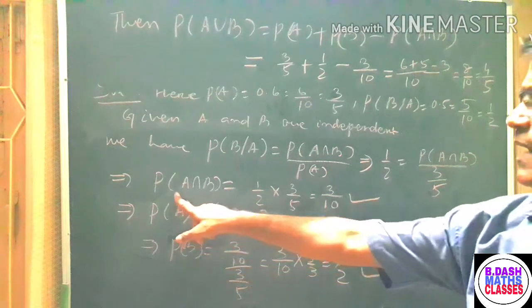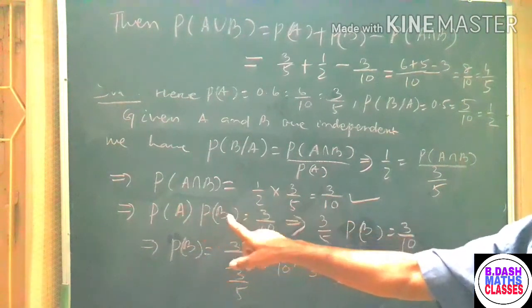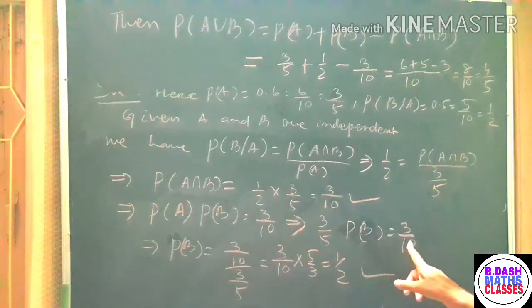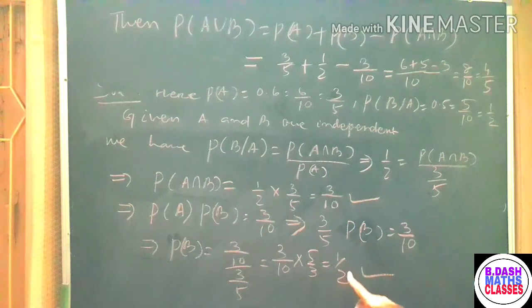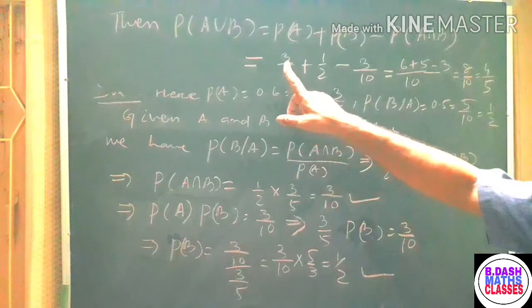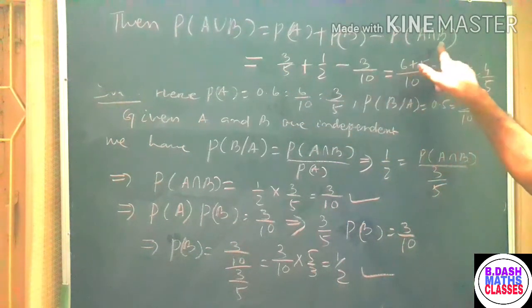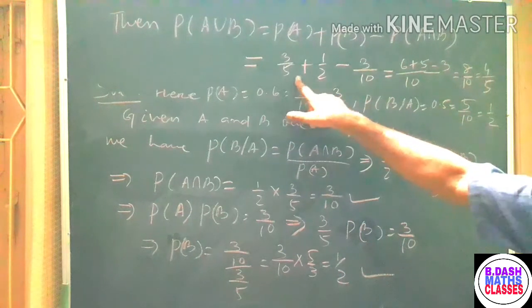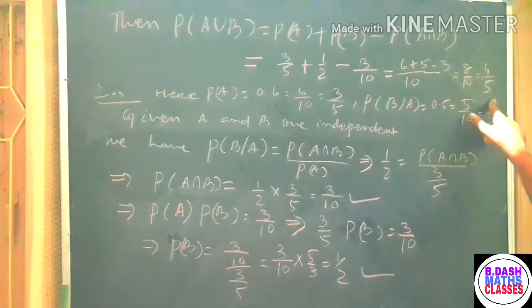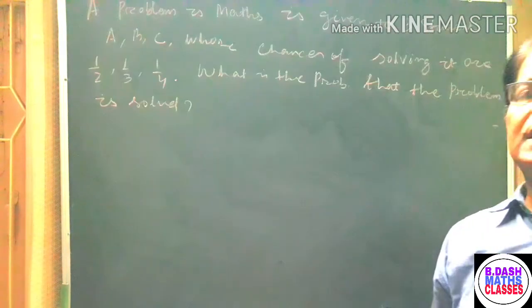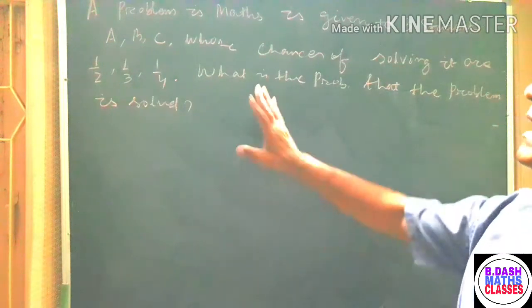Similarly, as the events A and B are independent, P of A into P of B is equal to this much. After putting the value, we are getting P of B is equal to 1 by 2. So then P of A union B is equal to P of A plus P of B minus P of A intersection B. We are putting the value, and after simplification we are getting the answer 4 by 5. Let us proceed to solve the next problem.